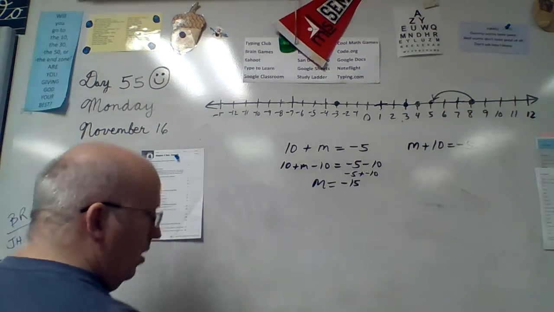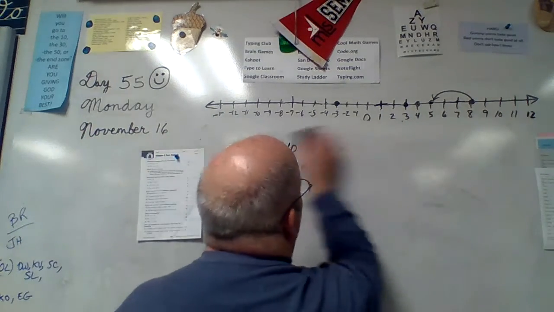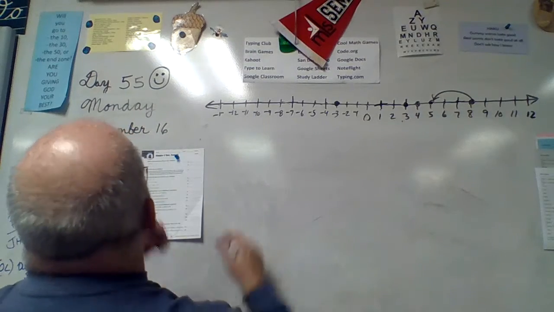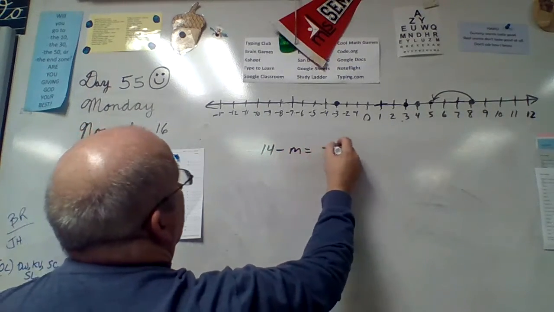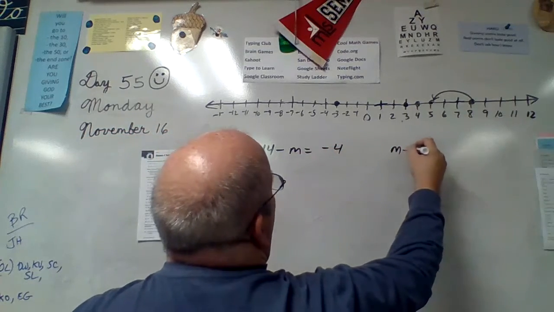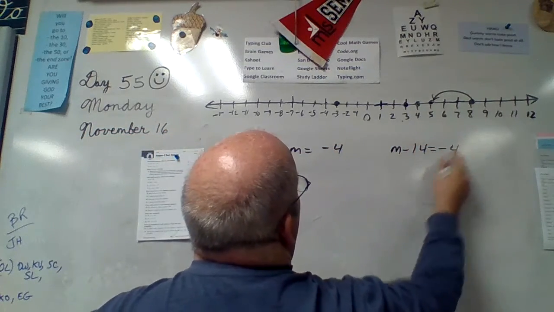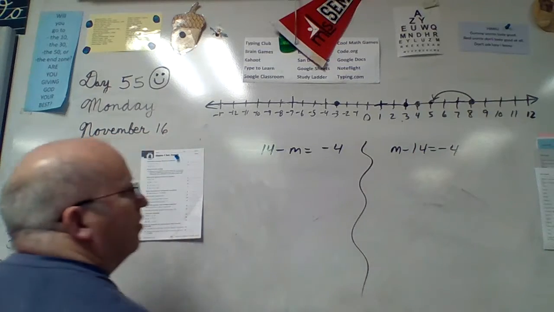But look at number 2. I'm going to do one similar to number 2. I'm going to write on the board 14 minus m equals negative 4. But I'm also going to write m minus 14 equals negative 4. Can you solve these the same way?